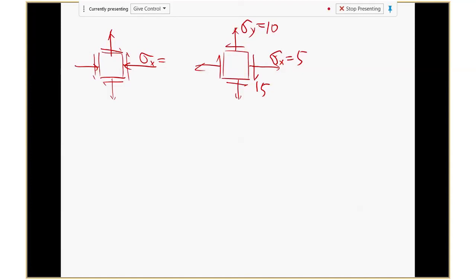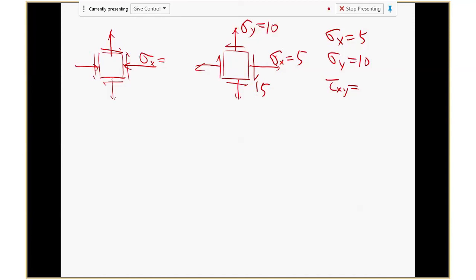So we know sigma x and sigma y. If I show you this picture, it's better you write down what sigma x is and what sigma y is. For example, sigma x will be 5 and sigma y will be 10. Now what's tau xy? Positive 15 or negative 15? I still heard positive.